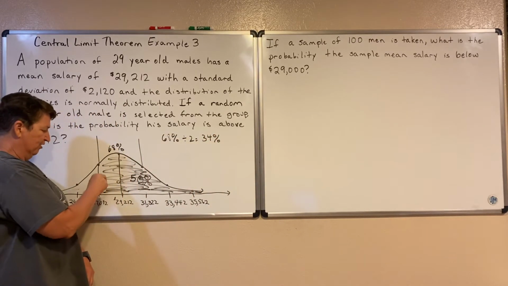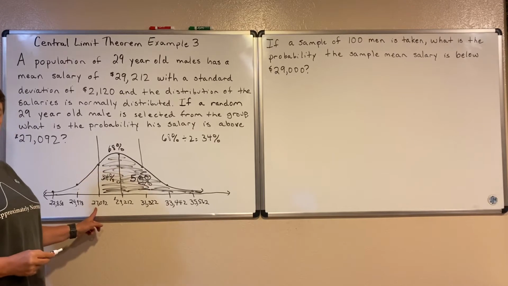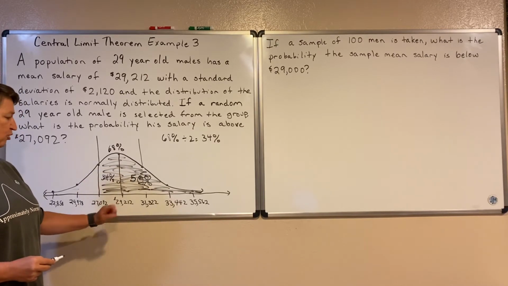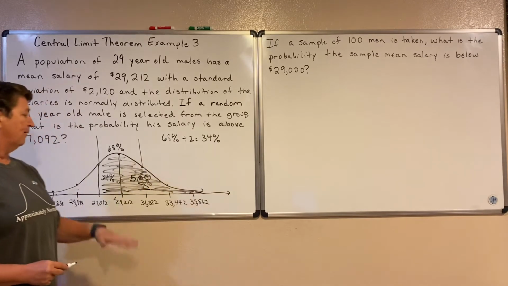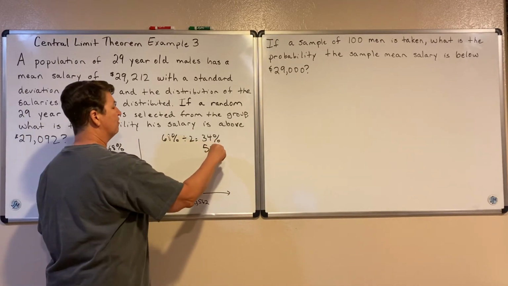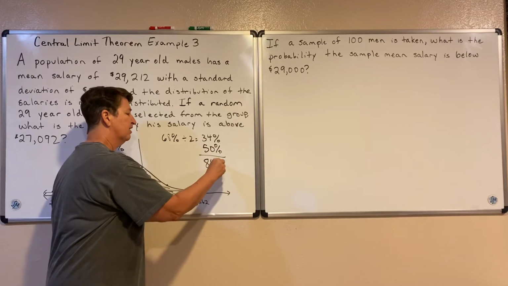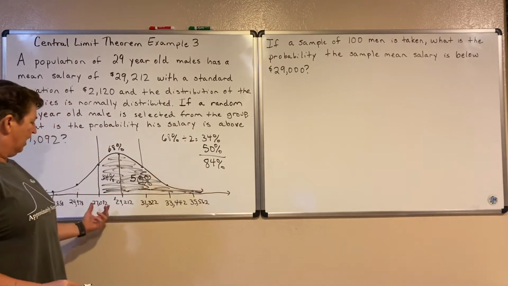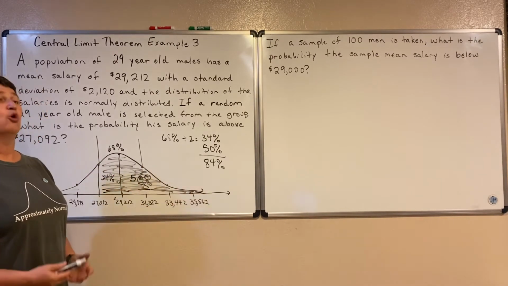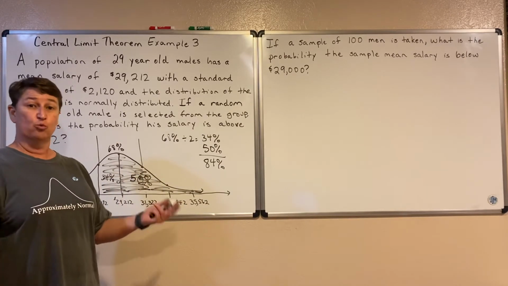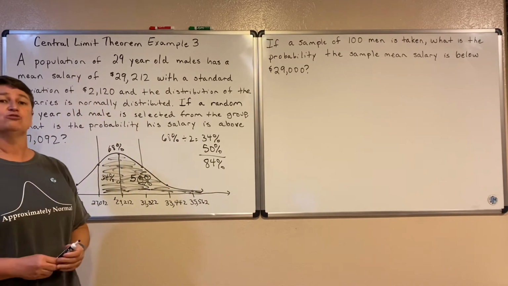That's between here and there, 34% of the area of the curve, or 34% of our data is going to be between 27,092 and 29,212. I'm going to add that to the 50%, that half on top, and I know that this area that I have colored, that 84% of our data is going to fall above 27,092. So the area under the curve is that much, or the probability that I choose someone randomly with that salary is 84%. So there, this was just a nice normal distribution.